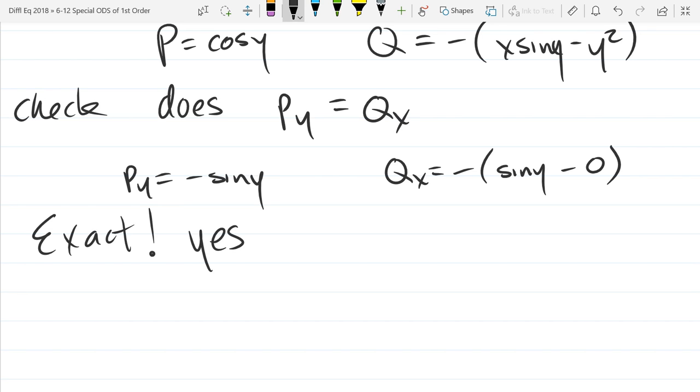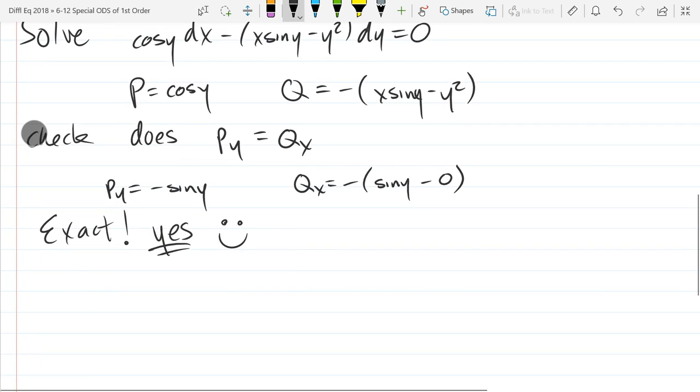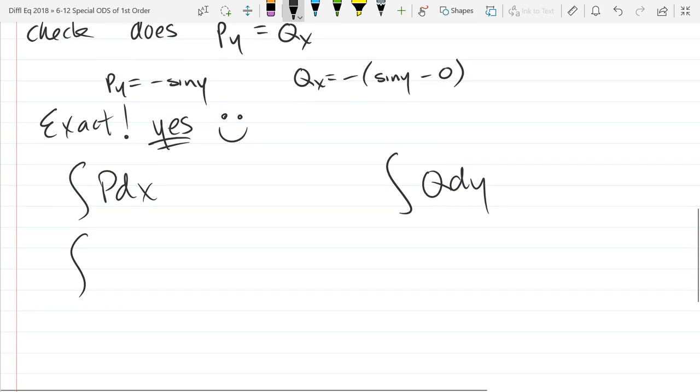So I'm going to put a happy face, because usually exacts are very quick to solve. So all we need to do is integral P dx and integral Q dy. I'm not going to insult your intelligence and integrate these, especially not P dx. So you can definitely find P dx. Just remember, you're doing an x antiderivative, not a y antiderivative. Pay attention to your variables. So the antiderivative does not have a cosine in it.